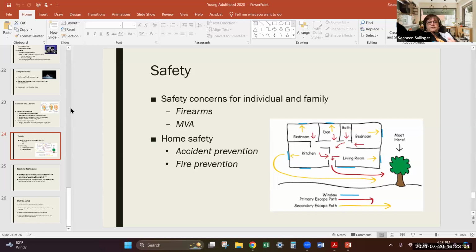Home safety, accident prevention. Do you have a fire plan? This is a fire escape plan. Do you have that figured out? If there's an intruder, drinking, so many kinds of things, more on a global outlook than just individual.